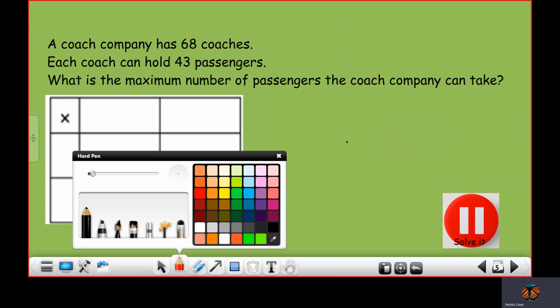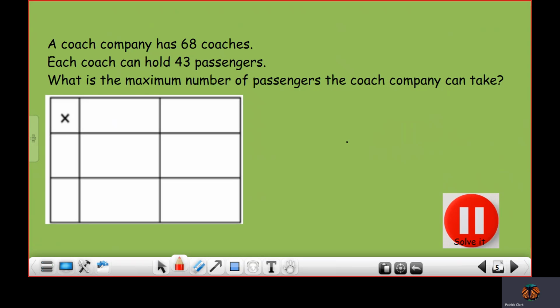Before you pause the video, let's have a look at the question and think about what we would need to take out of it to solve the problem. So usually we look at the numbers, don't we? A coach company has 68 coaches, okay? Each coach can hold 43 passengers. What is the maximum number of passengers the company can take? Well, it's going to be 68 groups of 43, isn't it? So in my grid method, I would write 60 and 8, making sure I've partitioned it into its 10s and 1s, and then 40 and 3.